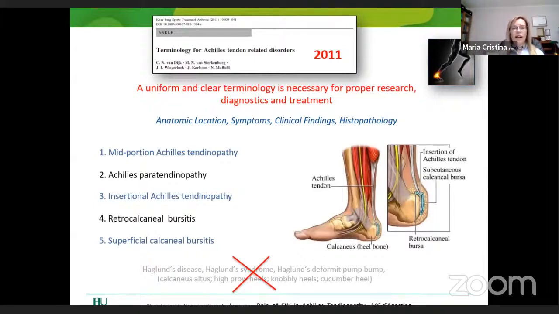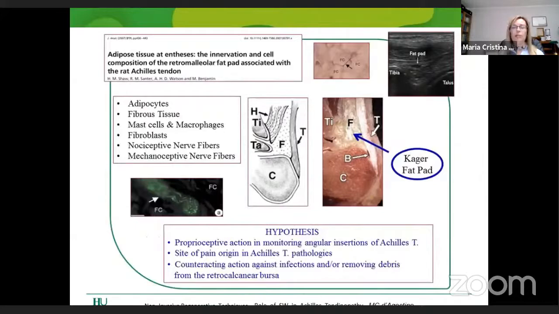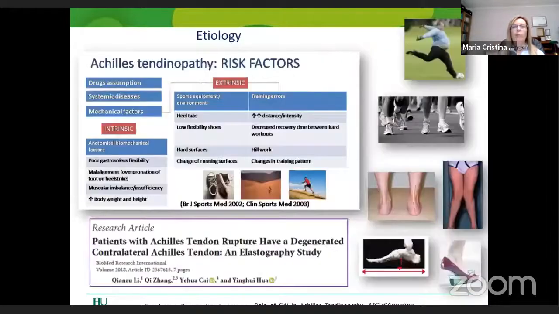This is not only science, it's very important from the practical point of view. And if we have to treat Achilles tendinopathy, we have to remember the Kager fat pad, a very important adipose structure that is a focus of interest and a great important target for our therapy. The hypothesis is that the Kager fat pad is a special proprioceptive organ monitoring the angular insertion of the Achilles tendon. It could be the site of pain in Achilles pathology and a real target for the therapy.